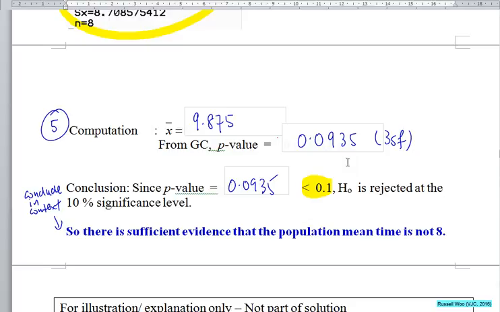What time? No time. What am I talking about? Population mean is not 8. Right? There's no such thing as time. Population mean is not 8. So this is our step number 6. Correct? Okay. Now this one I must stress.